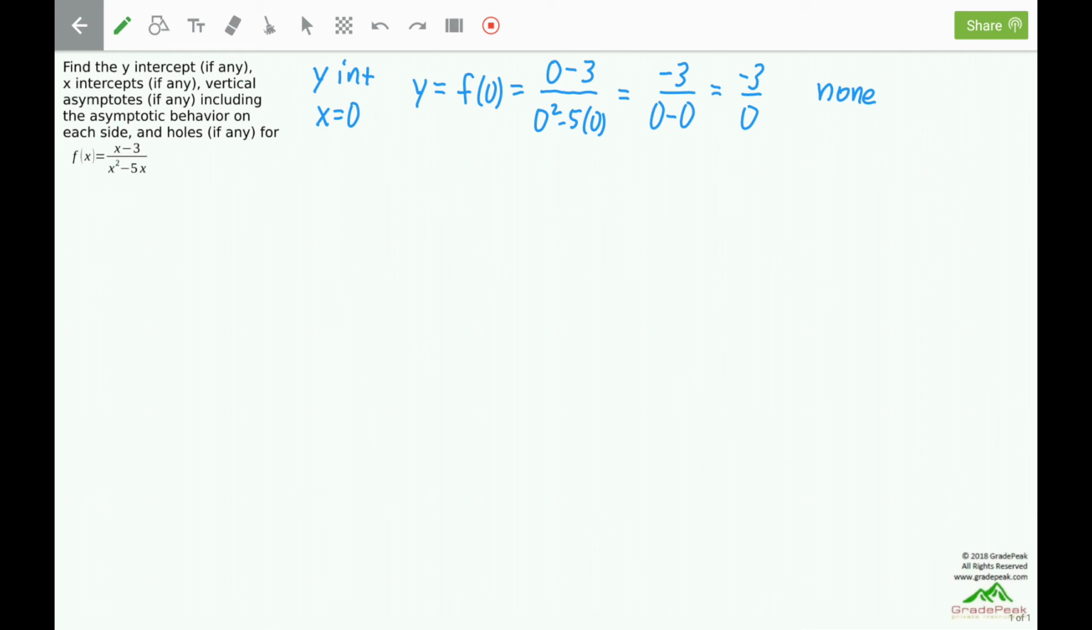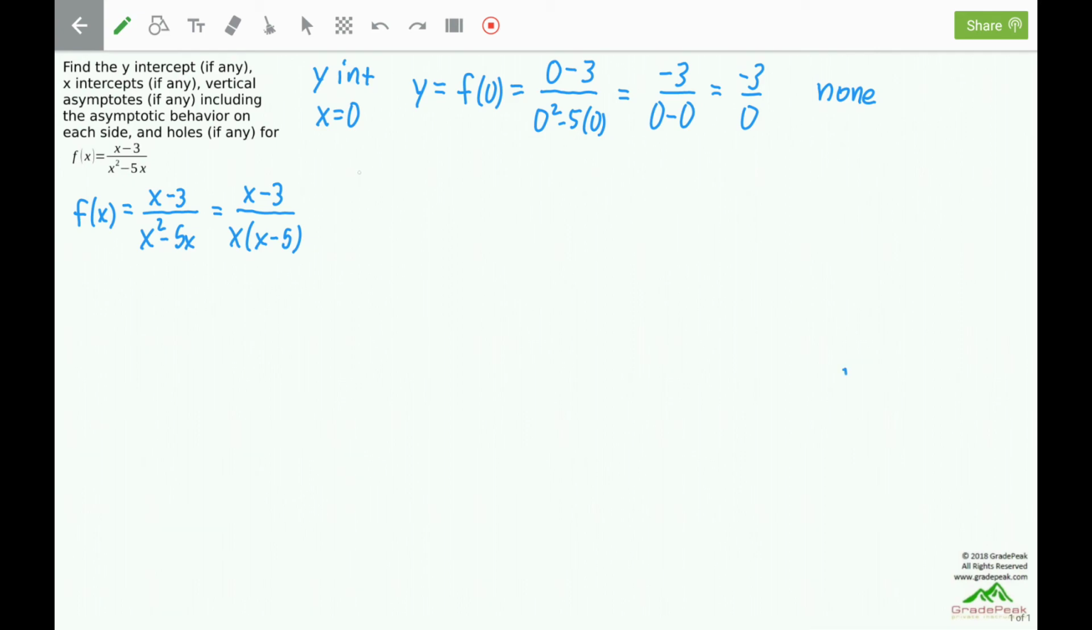For the remaining parts, we will want to take the function f of x, which is x minus 3 divided by x squared minus 5x, and fully factor the numerator and denominator. The numerator does not factor. The denominator has a common factor of x. And then cancel out any common factors in the numerator and denominator. There are none that are matching.